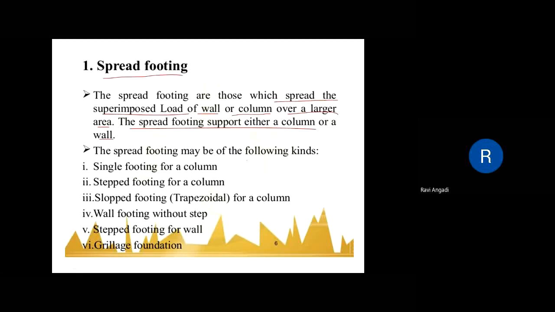Here there are different types of spread footings you may come across. The single footing for a column, and also sometimes a stepped footing for the column. That is also called a spread footing, or isolated footing, or a pad footing. Sloped footing or trapezoidal footing for a column. And sometimes the footing which supports a wall also, that is a wall footing without a step, a stepped footing for the wall, and grillage foundation. These all come under the spread footing. Is it clear? The different types of spread footing?